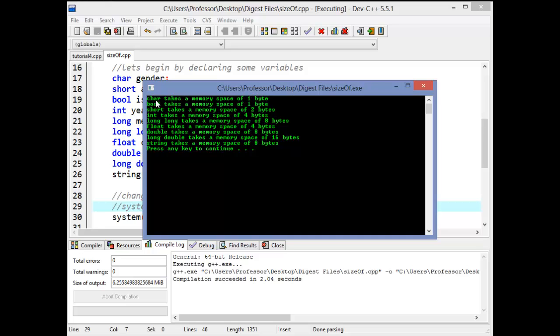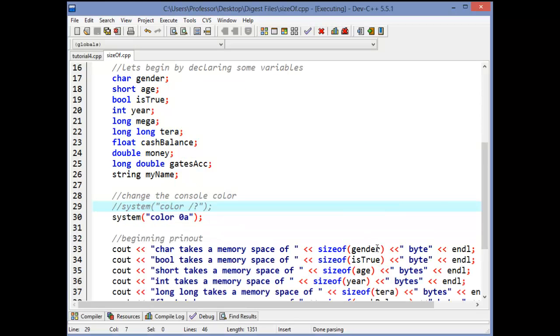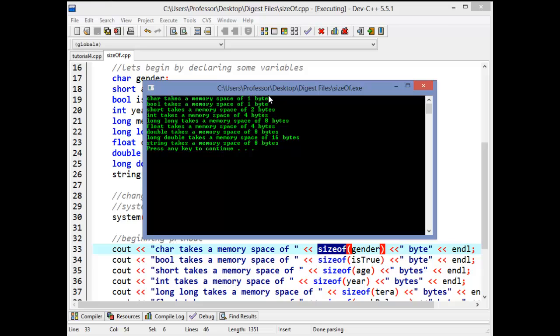If we look here, I will explain this code later, but what I want to explain now is the amount of memory space that each of the data types takes. A character takes a memory space of 1 byte. Look here, I didn't write it. I only pass the character variable to the sizeof operator, and it computes the amount of space it takes. So it says a character takes 1 byte. So does a boolean: a boolean also takes 1 byte.